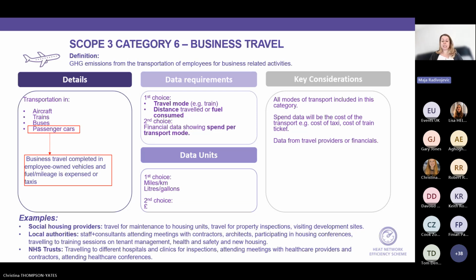For local authorities, this could mean including staff and consultants traveling to meetings with contractors and architects or attending conferences and events. And for NHS trusts, this might include travel between different hospitals and clinics for inspections, meetings with healthcare providers and contractors, or attendance at healthcare conferences. Next slide, please.